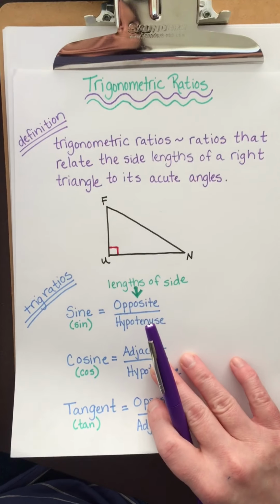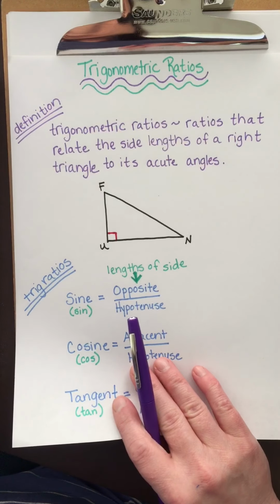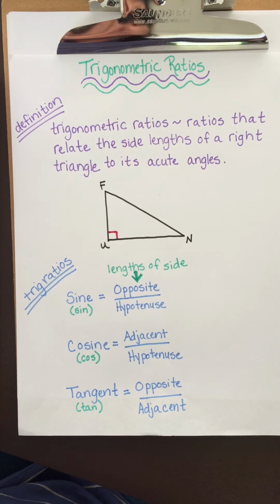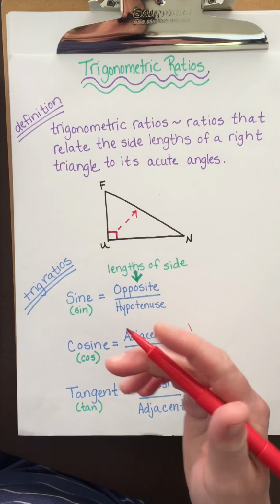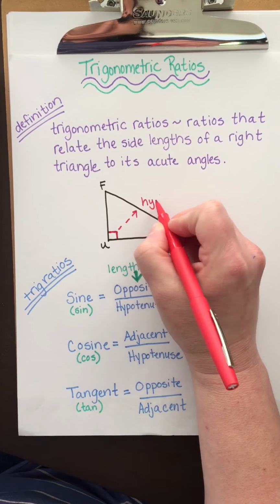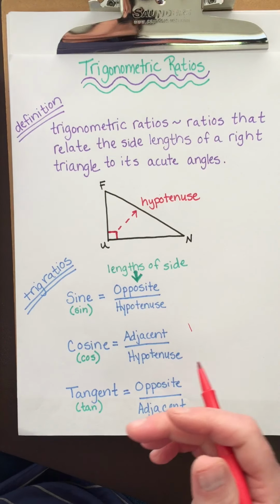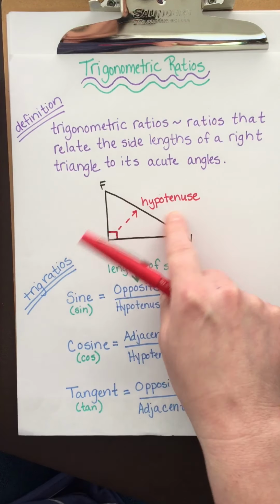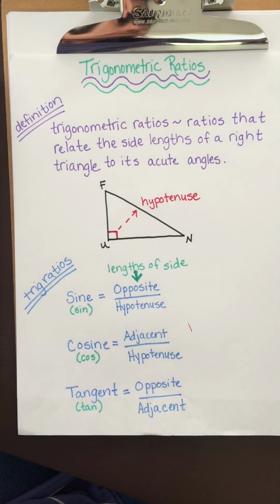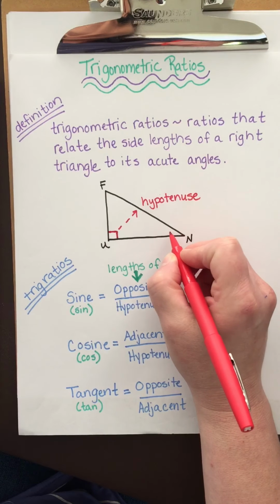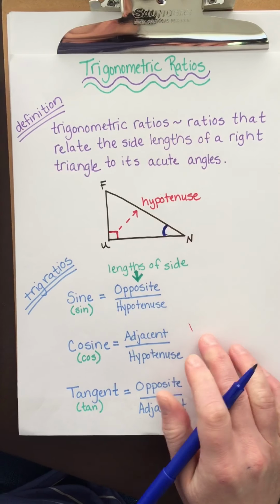So here I have a picture of a right triangle. And there's some terms we need to go over as far as the sides. Now, the side that is opposite the right angle, the longest side of the triangle, is always the hypotenuse. So if you want to do these problems by labeling the sides first, that's the first one I would do. Hypotenuse, directly opposite the right angle. Okay? All right, for this example, I'm going to focus on angle N.